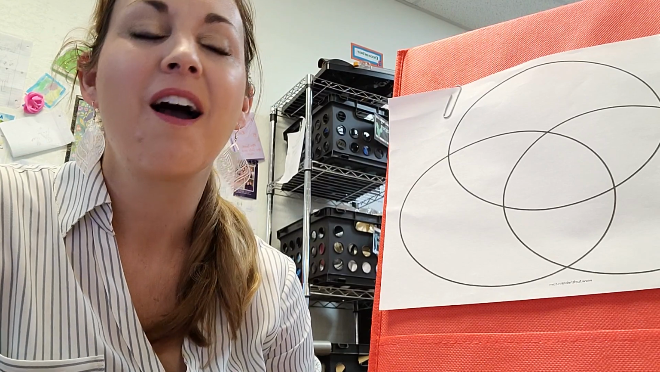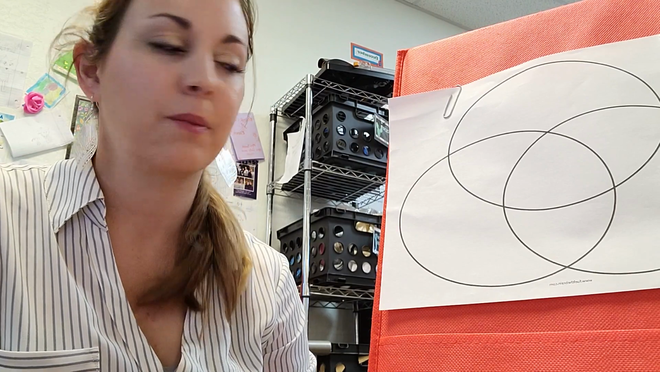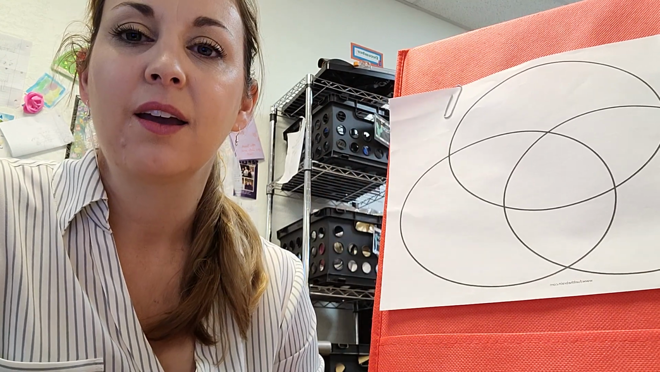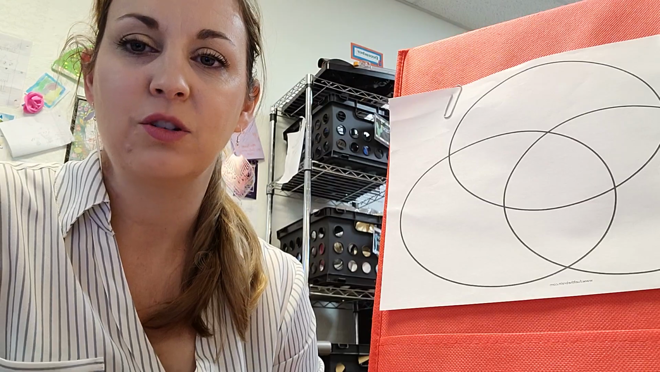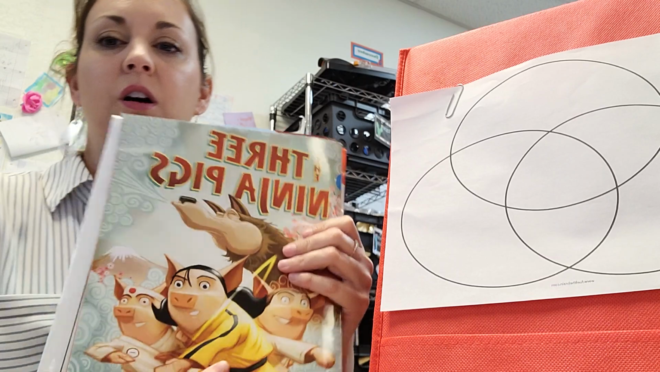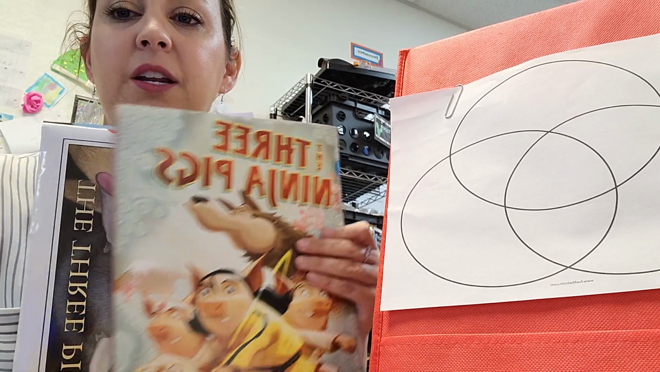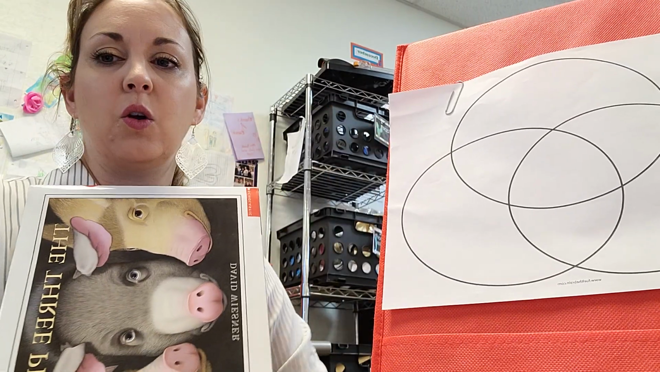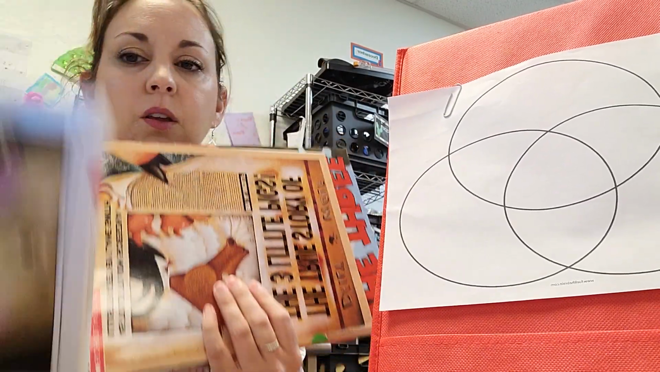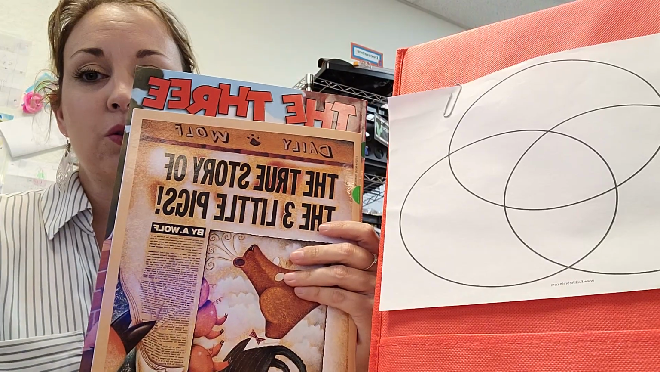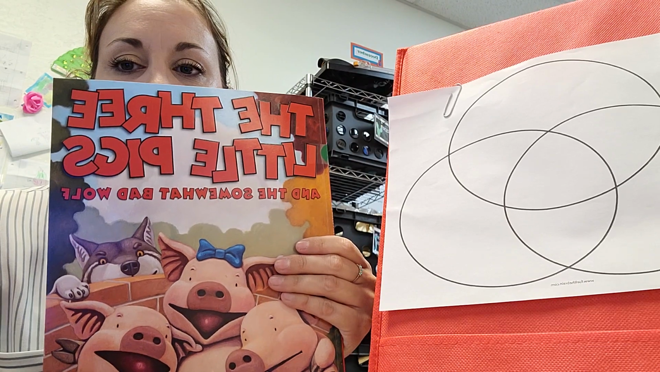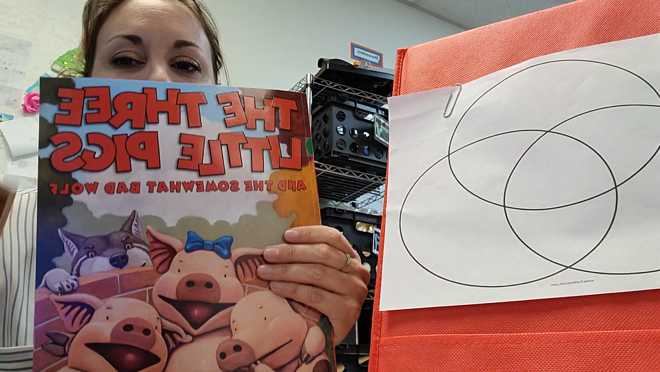It's so super weird. I just wanted to share with you how to do the triplicate Venn diagram for Friday. This week you should have watched videos on YouTube of four Three Little Pigs stories that were all a little bit different. We had the three ninja pigs, the three pigs, the true story of the three little pigs, and the three little pigs and the somewhat bad wolf.